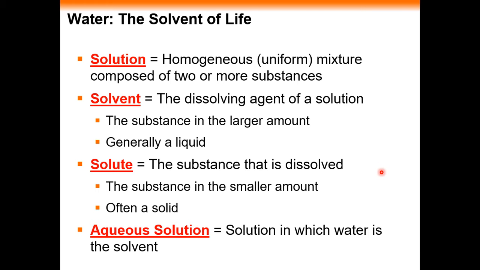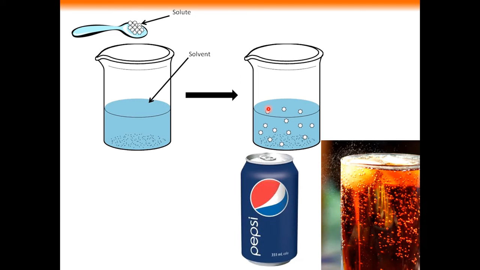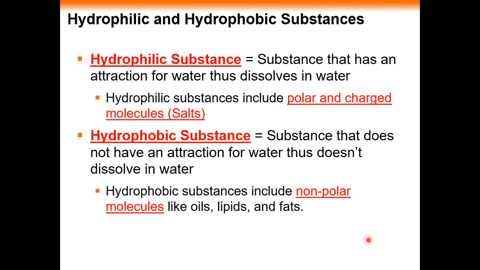Then we said solvents are versatile. Water is the solvent of life. There's something known as a solute and a solvent. A solute is the smaller amount you add to a solvent, which is often liquid. You mix them together and you get a solution. It doesn't have to be as easy as just solid and liquid. It might be something like this here, which is carbonation, carbon dioxide bubbles in a liquid.